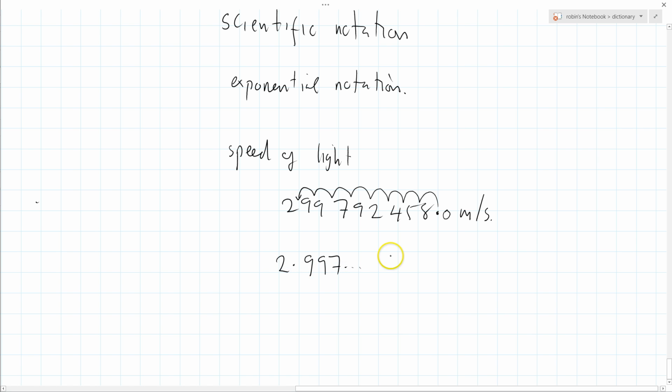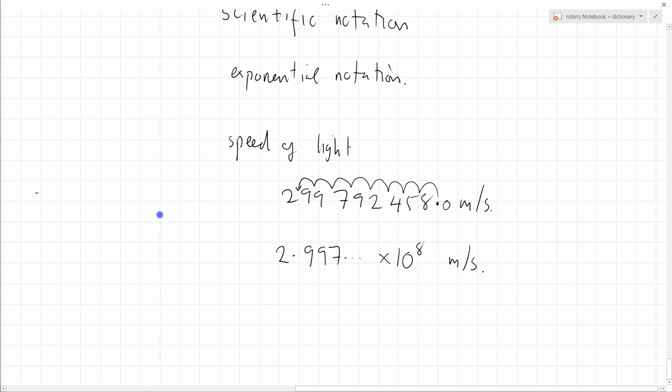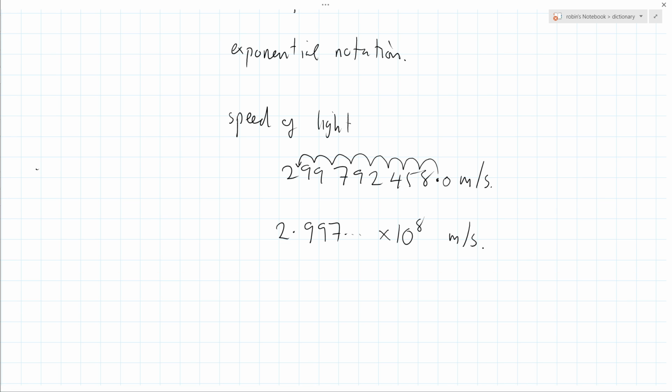2.997 whatever. And then you've got to say times 10 to the power 8 because we moved 1, 2, 3, 4, 5, 6, 7, 8 steps, meters per second. And that's it, basically. You record how large the number is in terms of its order of magnitude here, and this is the actual value here. So it's very straightforward, and that's it really, exponential notation.